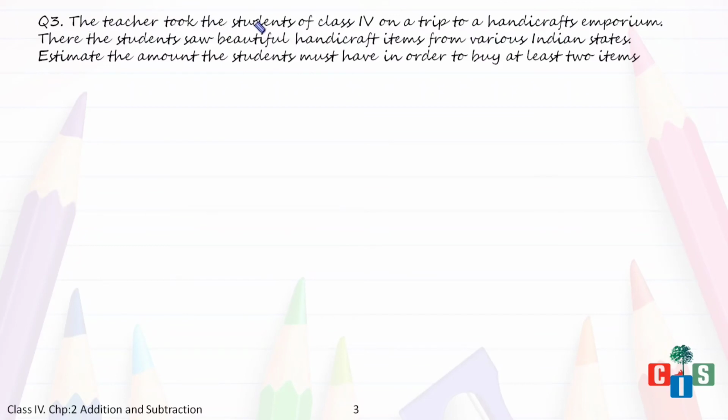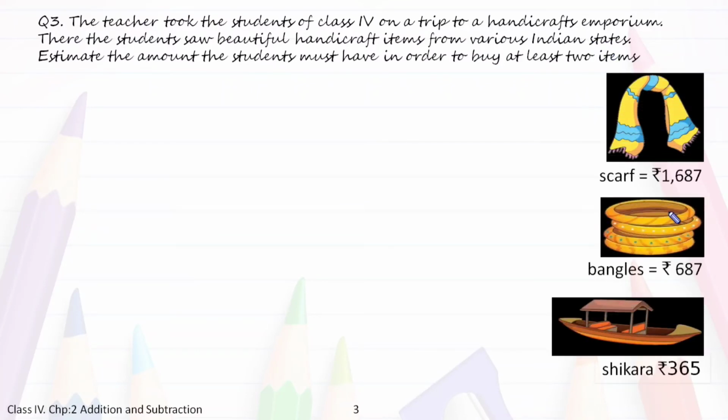The teacher took the students of class 4, that is your class, and I'm the teacher. So I'm taking you on a trip to a handicraft emporium. Imagine, students, there you see beautiful handicraft items from various Indian states. So what were the items you saw? You saw a scarf, bangles and a shikara with the respective price tags. This is the information you have. Now, what is asked? Estimate the amount the students must have in order to buy at least 2 items.